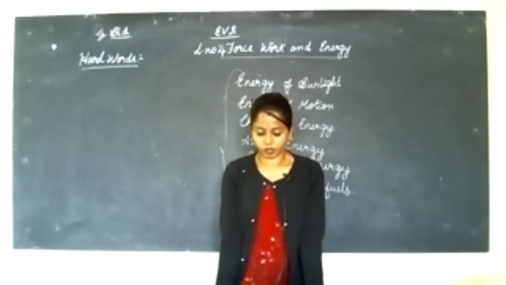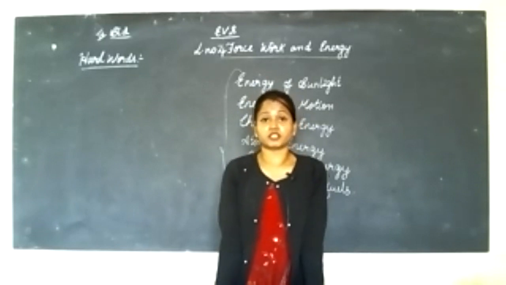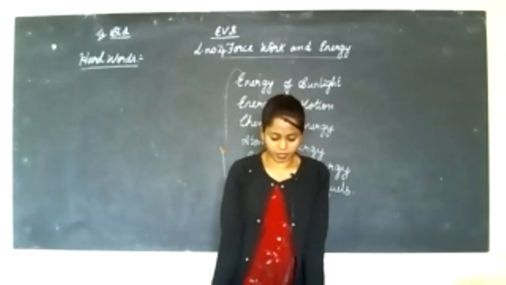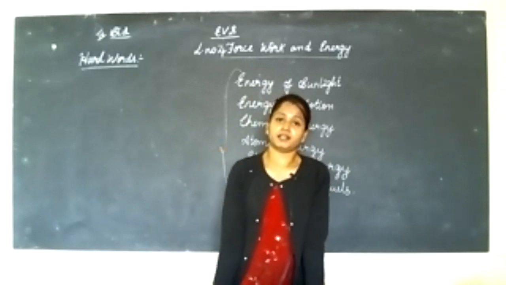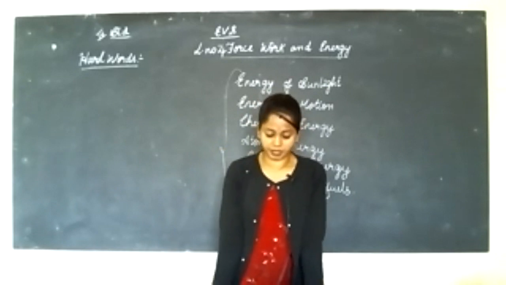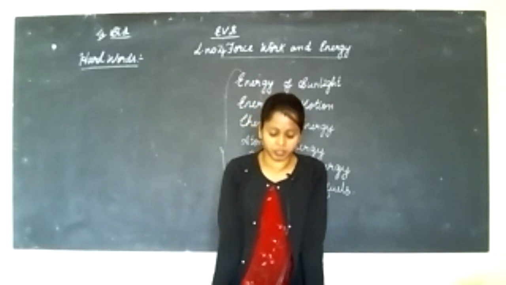Some battery cells also use sunlight to make electricity. Some of the battery cells trap the sunlight to make electricity. They are called solar cells. Okay, the picture is given in the textbook, you can see it later. This is about solar energy.